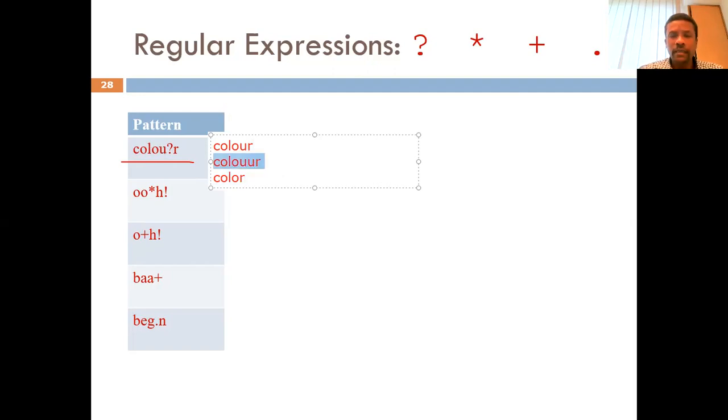So you see, this expression helped us to represent the European and the American spelling of color. Just by using this expression, it can identify the European way of writing color and the US way of writing color.